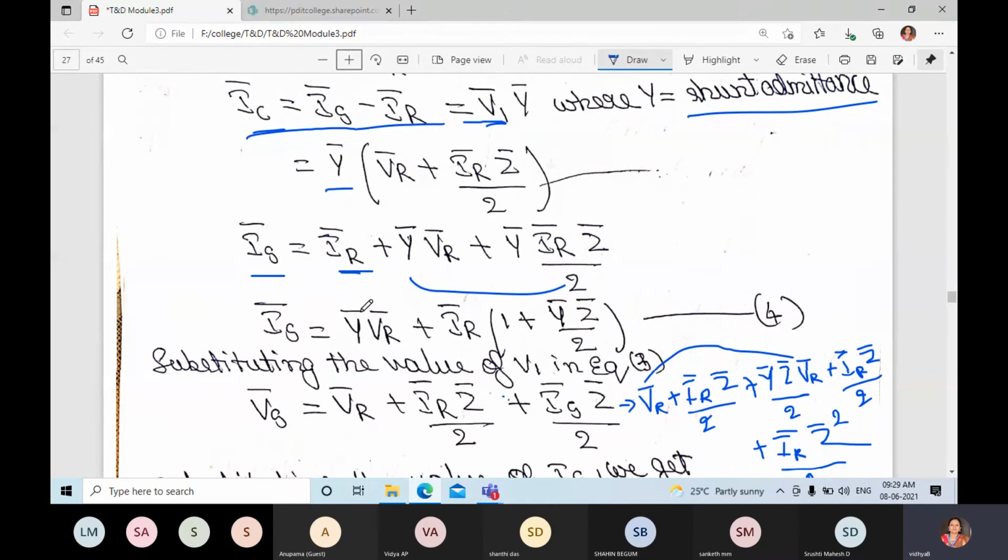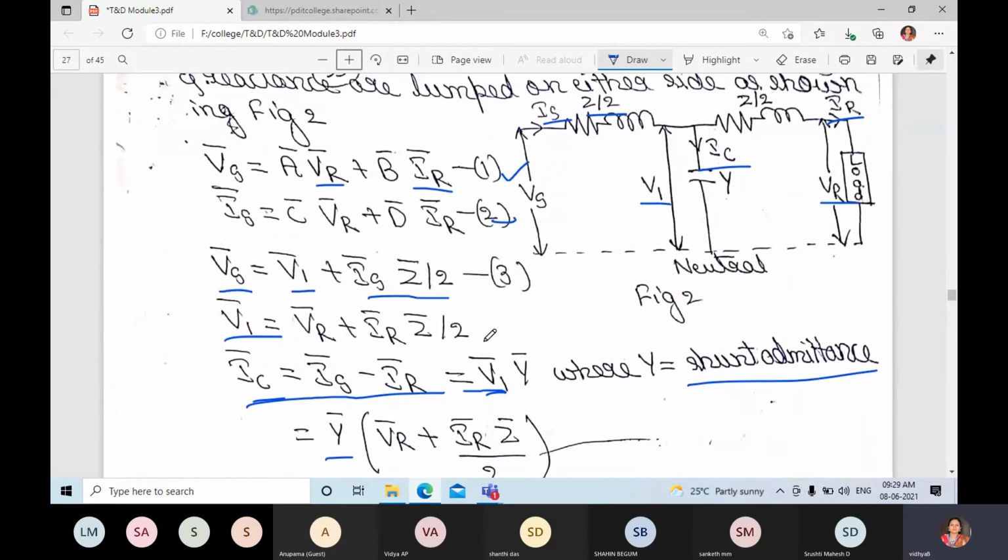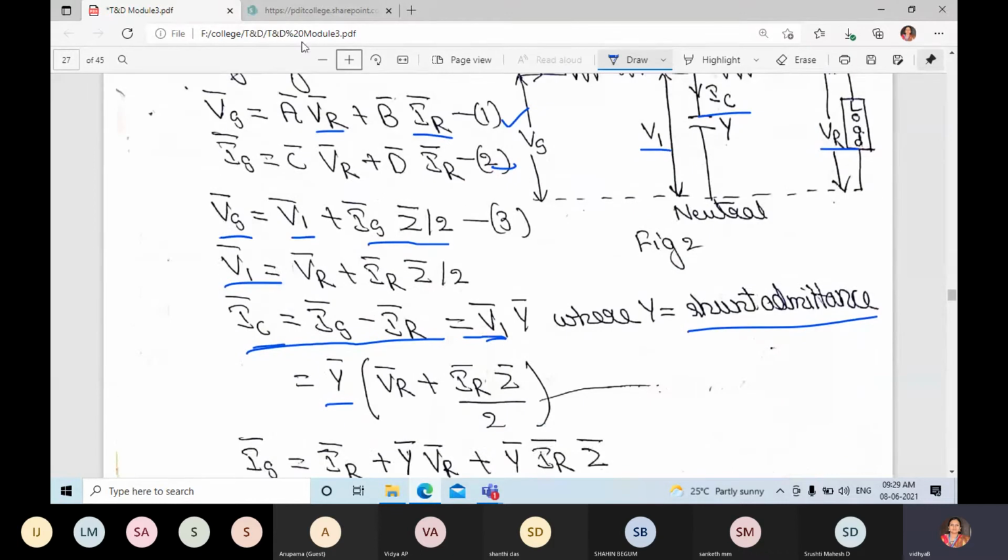Is is equal to Y vector into VR vector plus, if we take IR as common from these two, then 1 plus Y vector Z vector divided by 2. This is equation 4. You can observe here VR and IR. That means this equation we can compare with the standard equation, which is equation 2. Here, that means C and D.